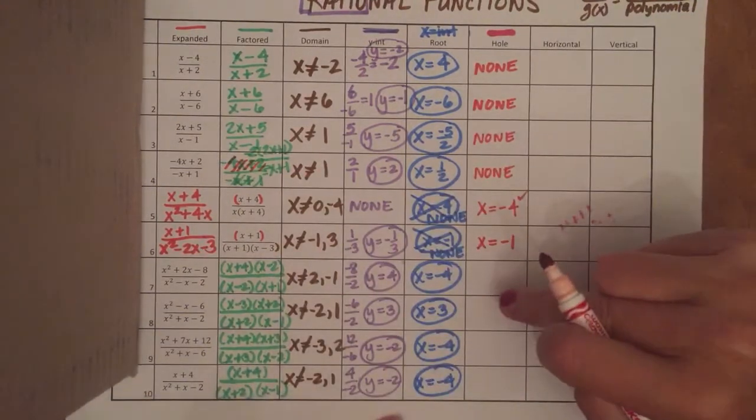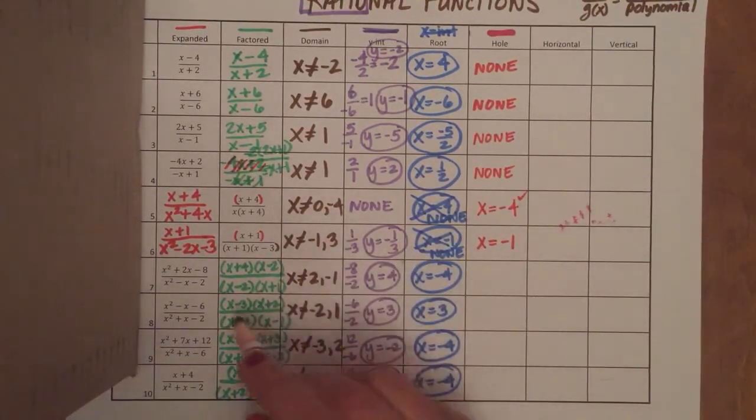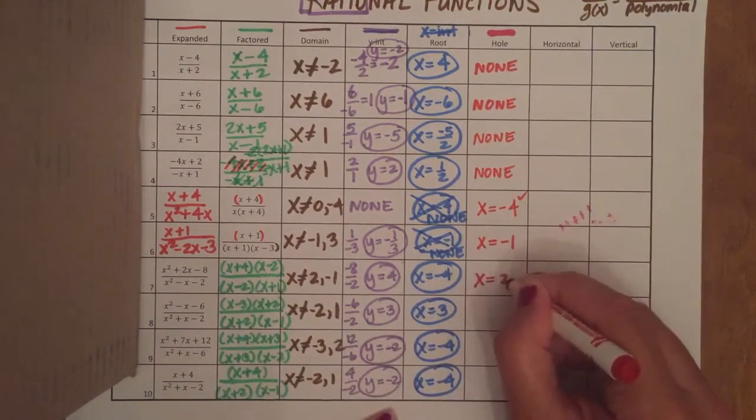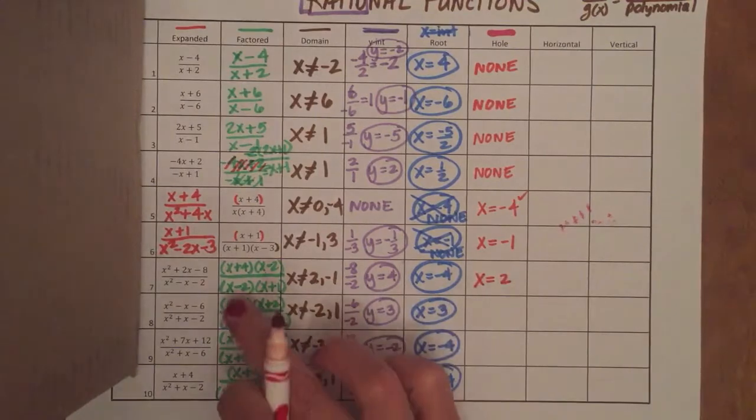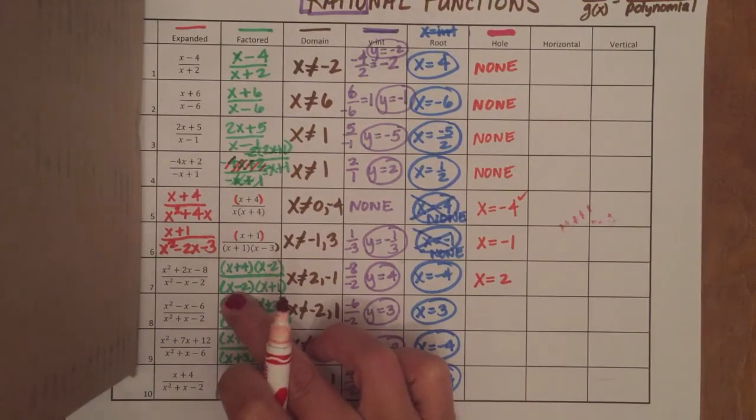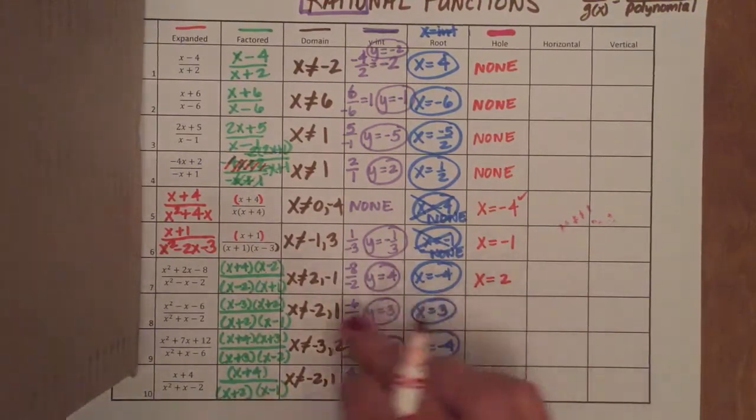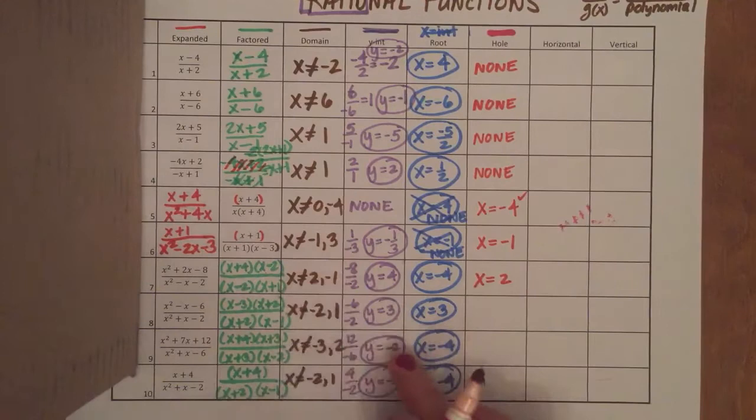All right, let's look at number 7. For number 7, I have an x minus 2 on the top and an x minus 2 on the bottom. So because I have the repeating factor, x minus 2 and x minus 2, that means I have a hole at 2. Because 2 is what would make that x minus 2 0. That's what you're looking for. Because that would wreck the whole denominator and make it 0, and we can't divide by 0, which is why it's a hole. That's why it's not in the domain.